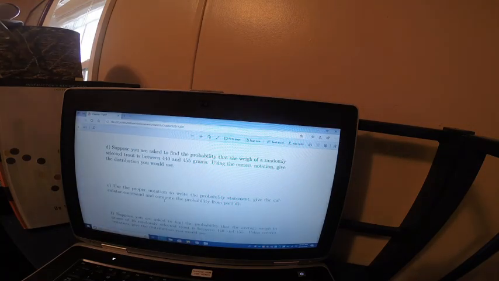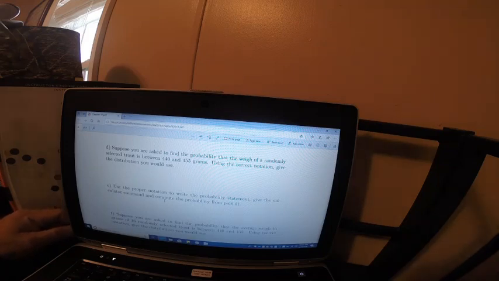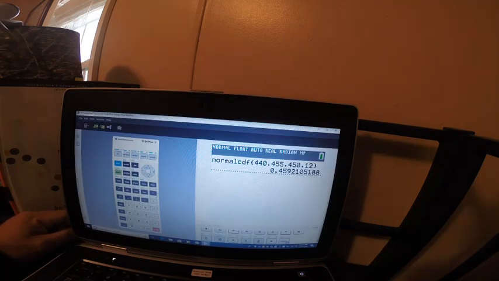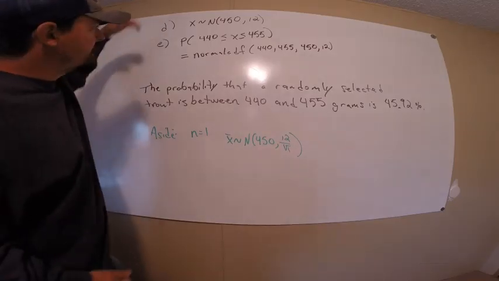It says, suppose you are asked to find the probability that the weight of a randomly selected trout is between 440 and 455 grams. So the probability that a randomly selected trout is between 440 and 455 grams is 45.92%. Now let's put that on the board so you can see it. Let's finish it out on the board.